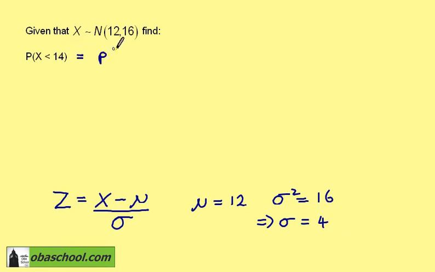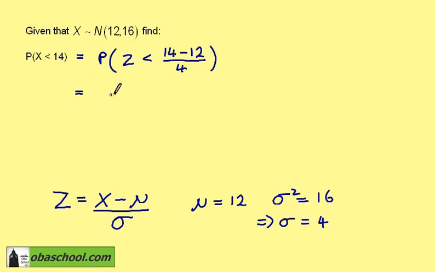So this is going to be the probability that z is less than 14 take away the mean divided by 4. We've done the same thing to both sides of this inequality. Remember that z is x take away 12 divided by 4. So we've done the same to the x as we've done to the 14.